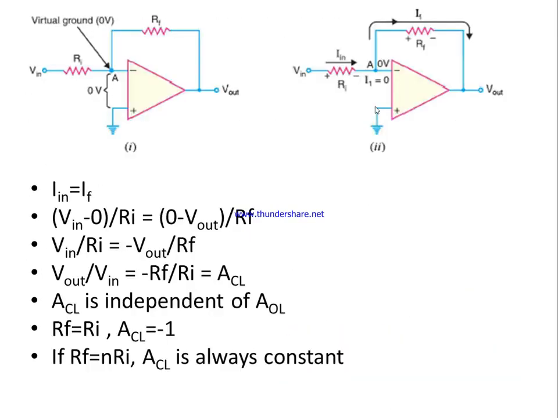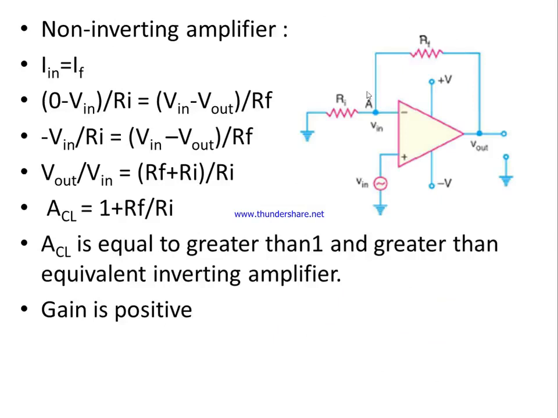Okay. So in an inverting amplifier, V plus was 0 volt, so V minus is also 0 volt. But in a non-inverting amplifier, V plus is Vin, so V minus is also Vin. Okay, so that is the main difference. There will not be any virtual ground in a non-inverting amplifier. And let's do the analysis.